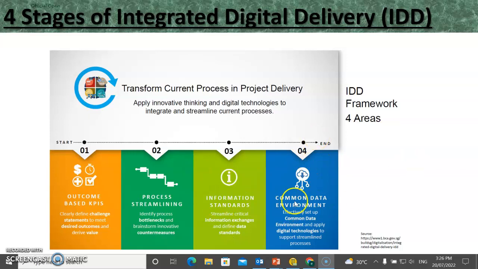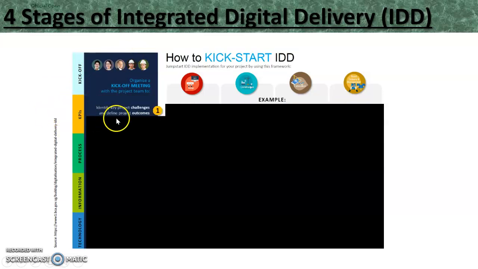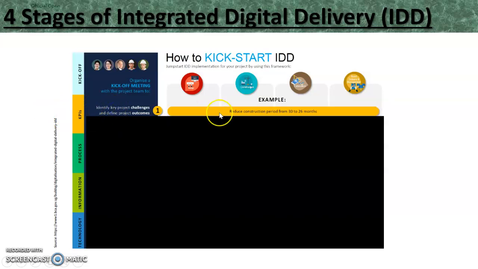Finally, we will need to make sure that we have a common data environment, whereby we set up a common data environment and apply digital technologies to support the streamlined processes. So for example, you can have a kickoff meeting where the project stakeholders will want to discuss what are the KPIs that are of importance to them. It could be, for example, they want to reduce the construction period from 30 months to 26 months.